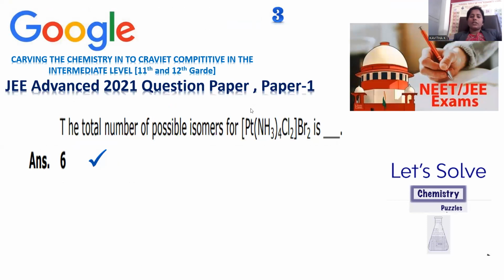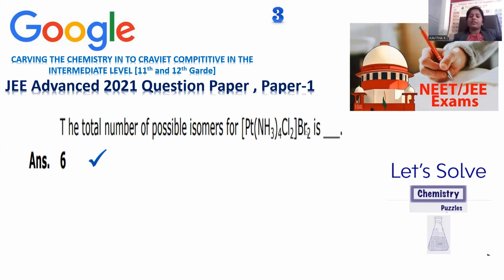Move on to question number 3. This question number 3 is extracted from the JEE Advanced 2021 question paper, paper 1. The total number of possible isomers for platinum NH3 taken 4, Cl2Br2. This is the complex of platinum you can find. How can we name this one? Tetraammine, dichloro, platinum(IV) bromide. This is the IUPAC nomenclature for the given platinum complex. Let me repeat once again: tetraammine, dichloro, platinum(IV) bromide.